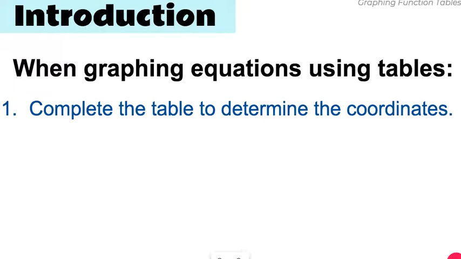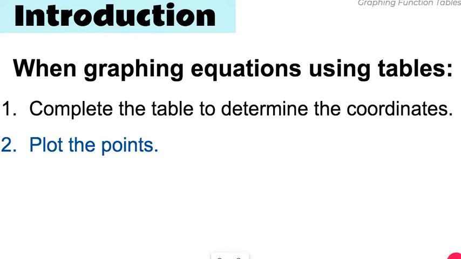So the first step is to complete the table and determine the coordinates. This is the part where you fill out the table. You take the x you're given, substitute it, do the math, and get a y. Or you pick your own x, substitute, do the math, get a y. So the first step is actually to complete the table.